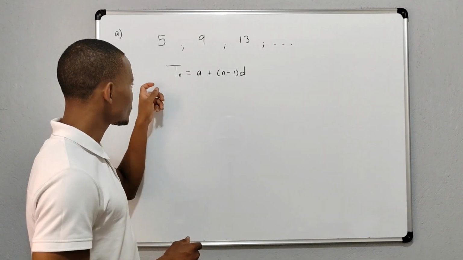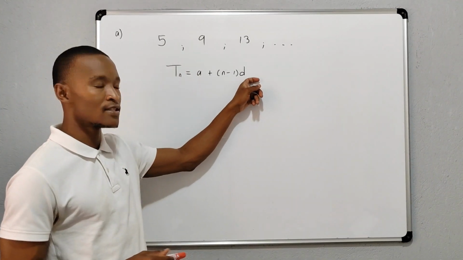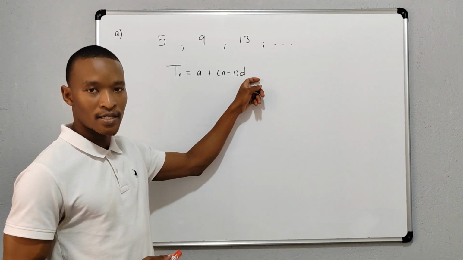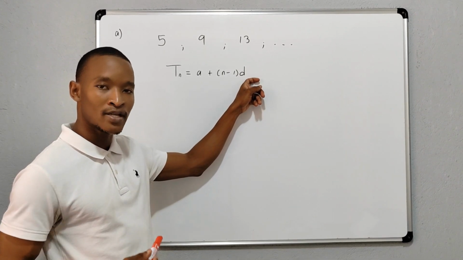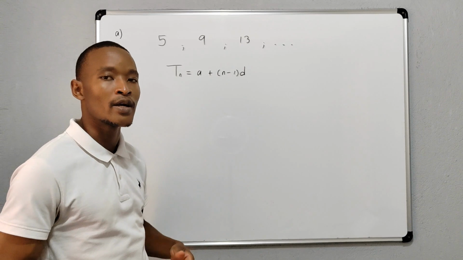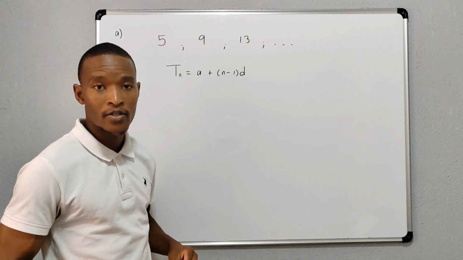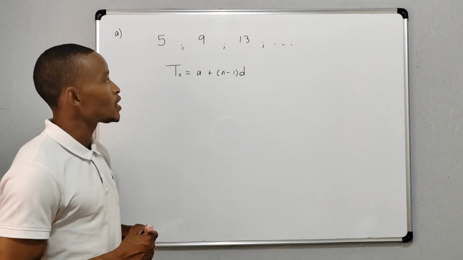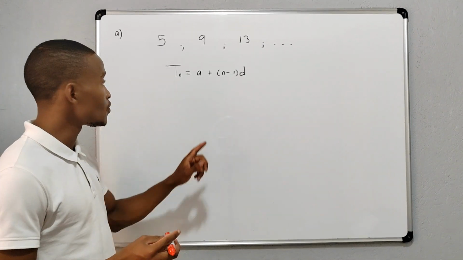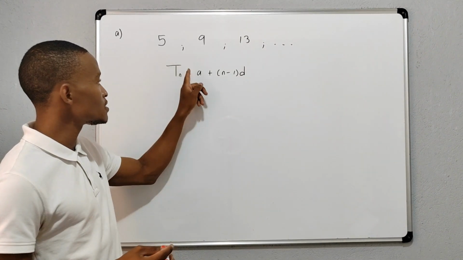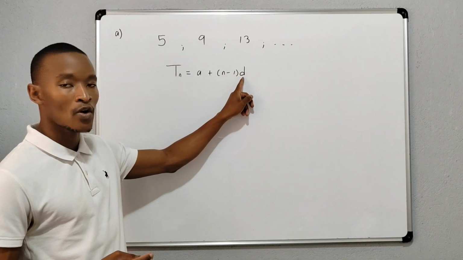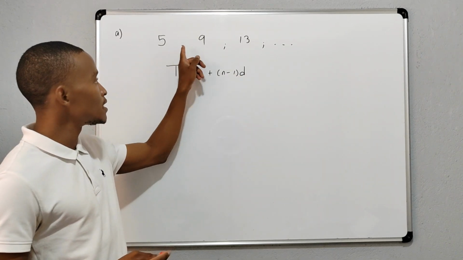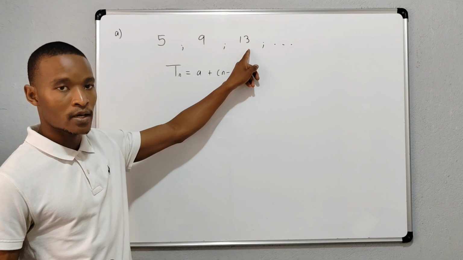What do we need? We need this formula right here. That is the general formula for arithmetic sequences. Ensure that you copy it correctly, because you are given a formula sheet and therefore you have no reason to get it wrong. So what do we need? We need to know our first term. Do we know it? Yes, it's 5. We need to know our constant difference. Do we know it? Yes, it's 4, right?